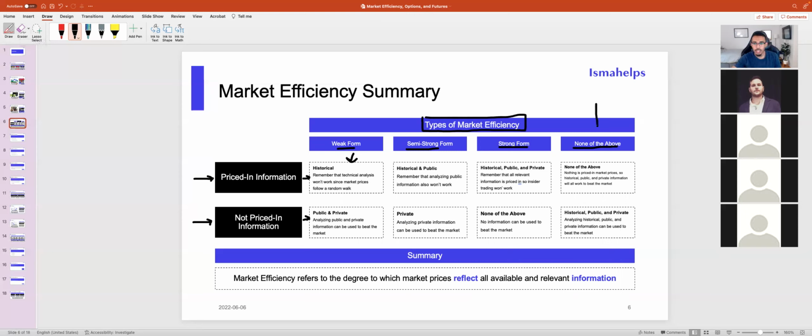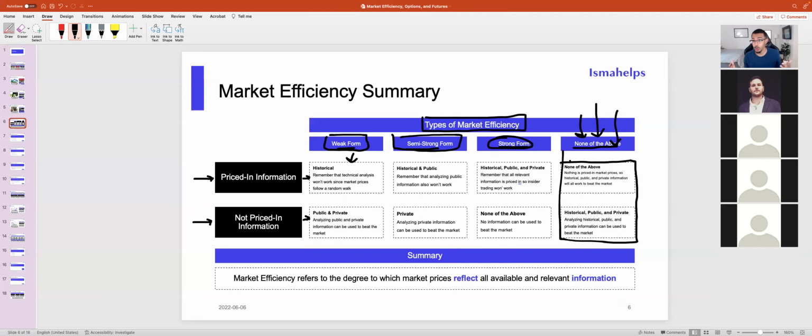Exactly. An inefficient market is none of the above. It's not weak form efficient. It's not semi-strong form efficient. And it's definitely not strong form efficient. So right here, I took the pain to essentially highlight what would happen if we're dealing with an inefficient market.